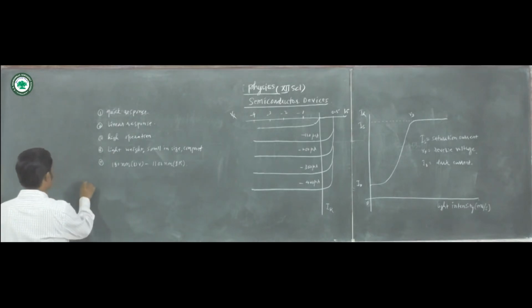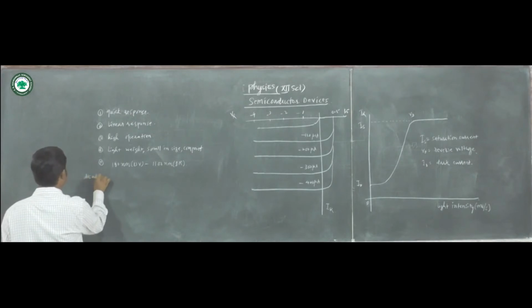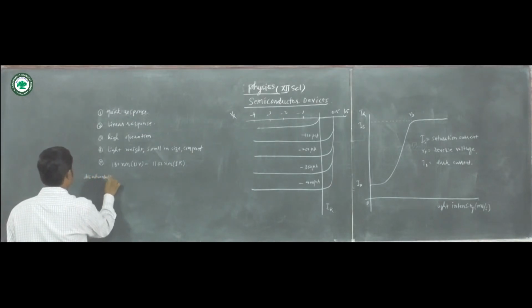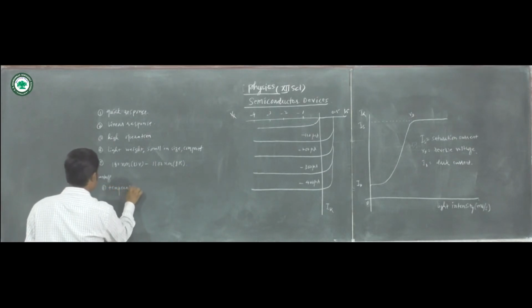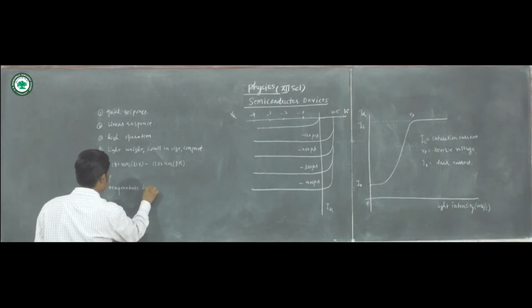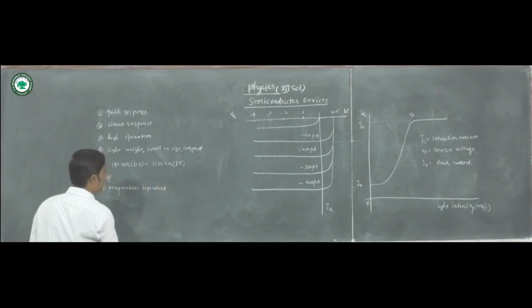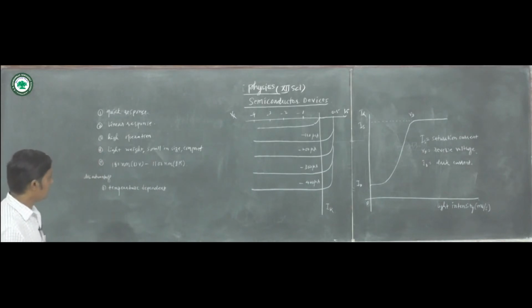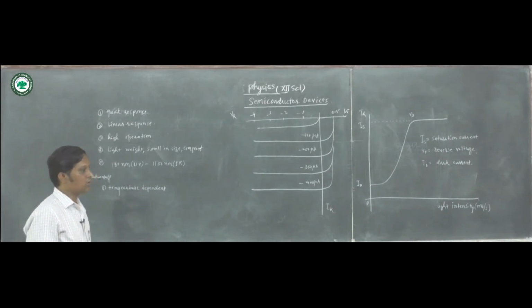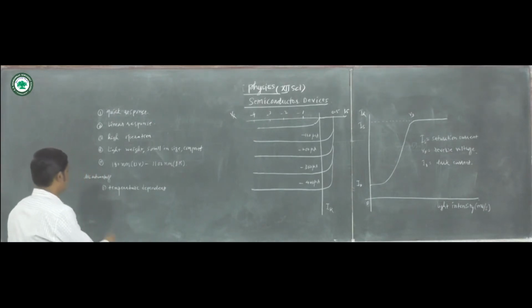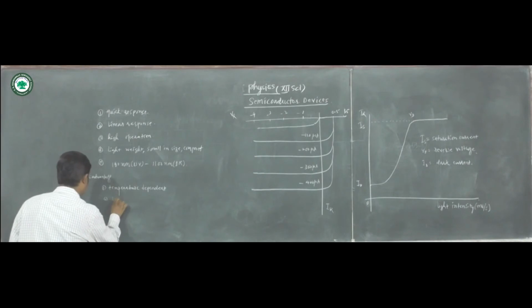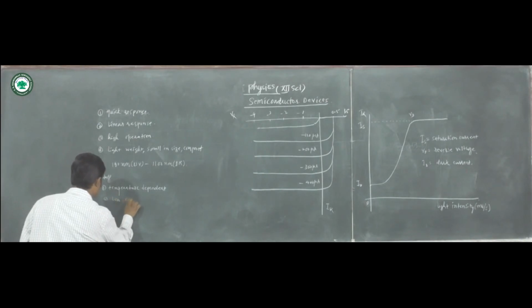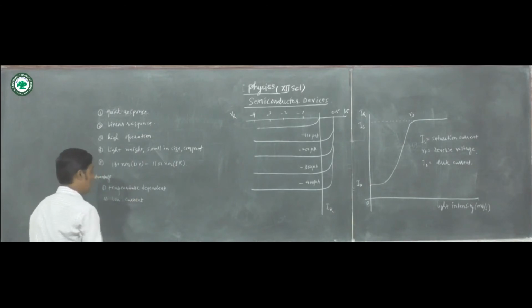Now the disadvantage of this photodiode: it is temperature dependent, as the other diodes are. If the temperature increases, the performance of this photodiode decreases. It gives a low saturation current, low current for the low intensity.